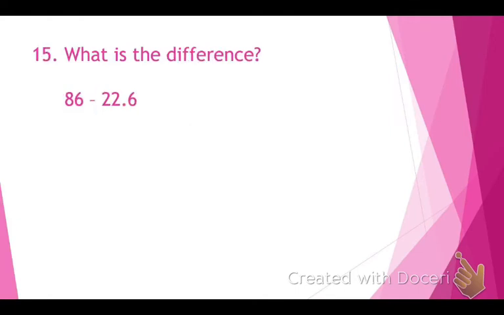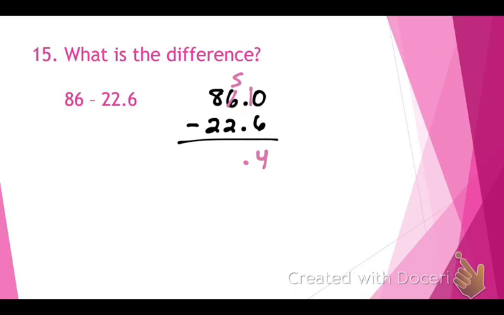Okay, everybody, where is the decimal point on 86? After the 6. Remember, adding and subtracting, you have to line up your decimal points, okay? So for this first one, I borrow, 10 minus 6, 4. 5 minus 2, 3. 8 minus 2, 6. Answer? 63.4. All right, very good.